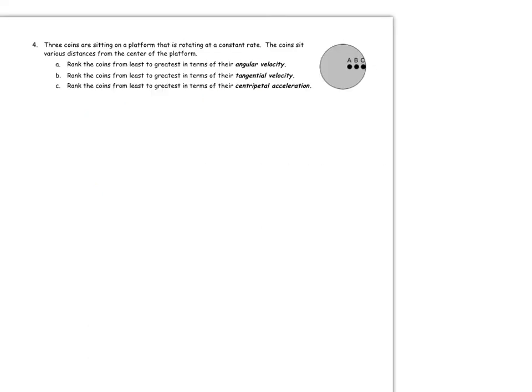Alright, so we move on to this conceptual one here, and we have 3 coins sitting on a record. Our platform is rotated at a constant rate, with the coins sitting various distances from the center, as you can see. And the first thing we want to do is rank them from least to greatest in terms of their angular velocity. Well, since they're all sitting on the record, they're all going to be rotating at whatever rate the record is rotating at. So that means that the angular speed of A equals the angular speed of B, which is equal to the angular speed of object C.